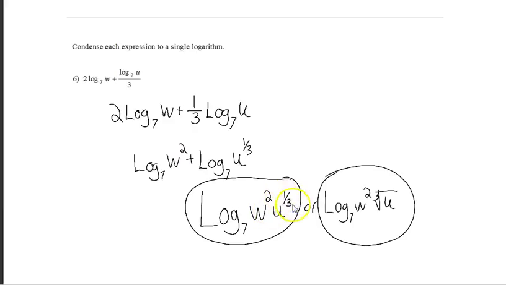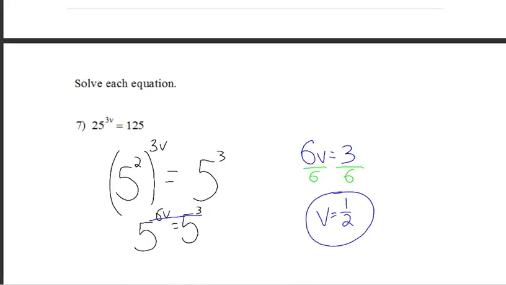Now notice here, I have a u to the 1/3 or I have the cube root of u. Here's the thing, folks. Both are the same thing. It won't matter which one you do. You'd earn full credit for this or that. But realize also, if you're expanding and you have a cube root, it really is u to the 1/3, and you need to drop that exponent down out in front if you are expanding. Moving on. Solve each equation.